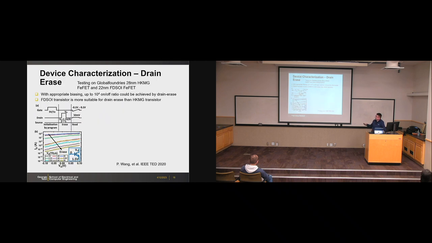In order to realize this, we have to characterize the device behavior. So we tested the GlobalFoundries wafers again. And here we have the configuration we just discussed. We ground the gate and bias the source. Then, depending on the drain voltage, we gradually suppress the current. That means we are erasing the cell. So with about 3 volts from the drain, we can successfully erase the current.